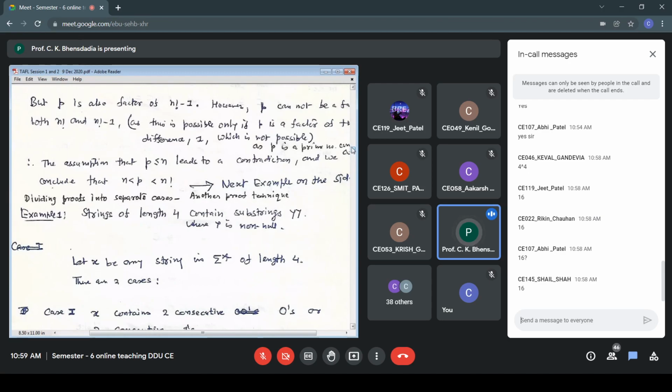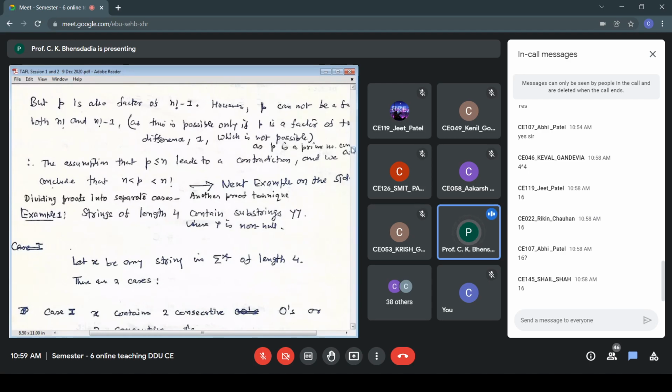So what does that mean? Strings of length 4 contain substrings yy. So within that string, I must have a pattern repeated. Substring yy, where y is non-null. So what happens? Instead of 16 cases, you take any string. We have to show yy for every string. So if we take 16 separate cases, for each one we'll show that there is a repeated pattern. However, it is not required to have 16 cases.